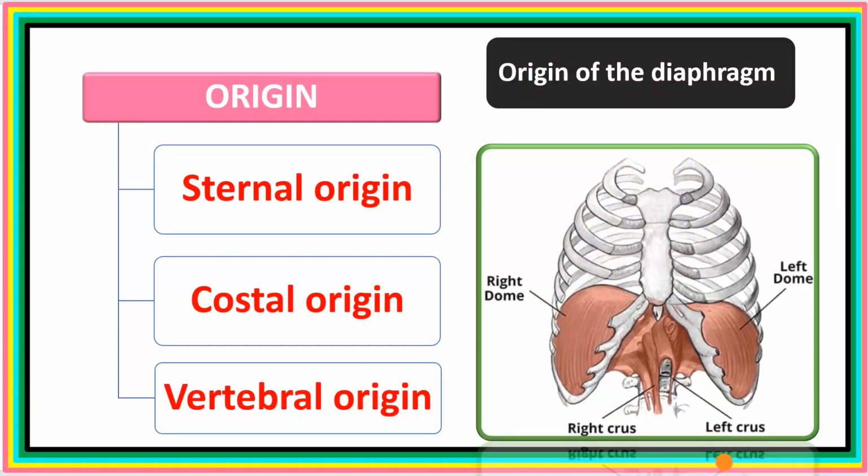The next point for consideration will be the origin of this muscle. The diaphragm being a muscle has origin and it also has insertion. Now the origin is from three parts. We have origin from the sternum, we have origin from the costal parts, we have origin from the vertebra. So we have sternal origin, costal origin, and vertebral origin. So we go to each of these origins and identify how they picked their origins.